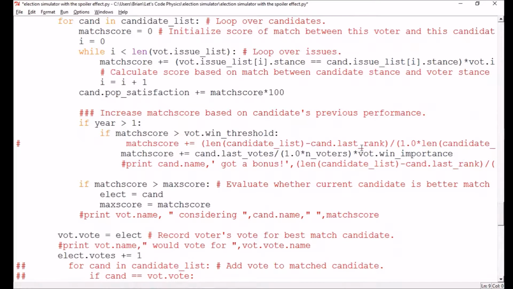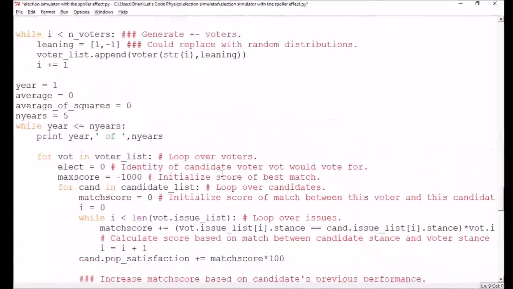So it's not entirely adding a number between 1 and 5. It's adding a number between 1 and 5 multiplied by a number that is less than 1. So it's not like we're completely overweighing the match score there. And so we're taking this vote percentage from last time. So the better the candidate did last time, the more likely they are to vote for that candidate.